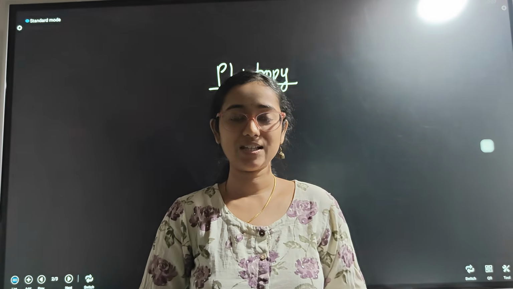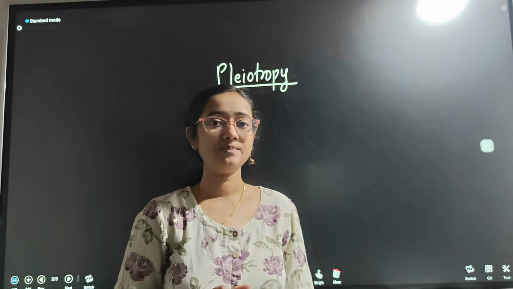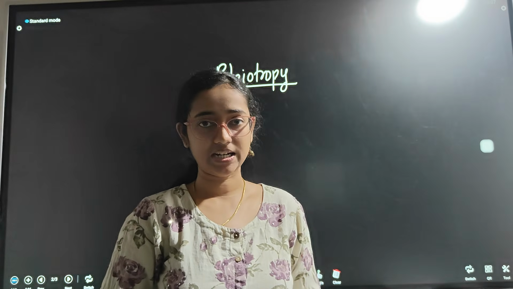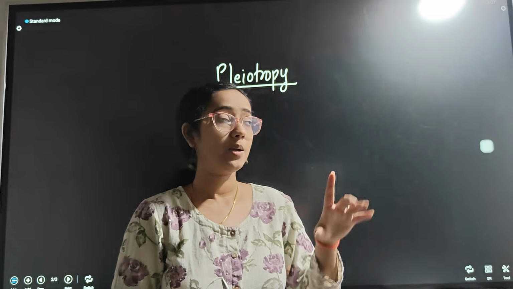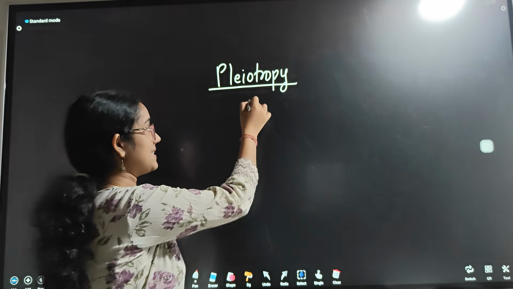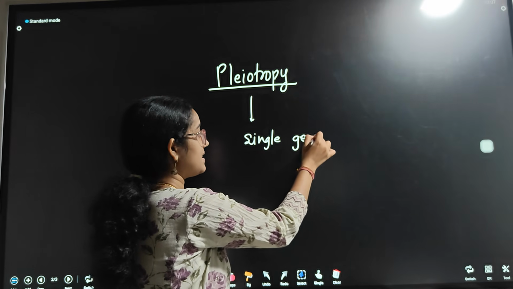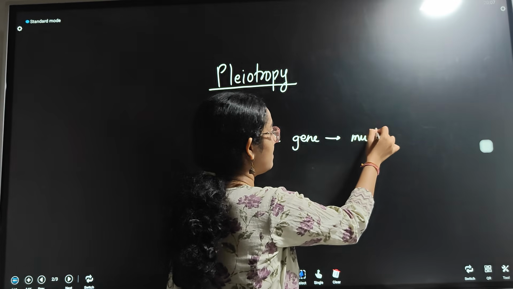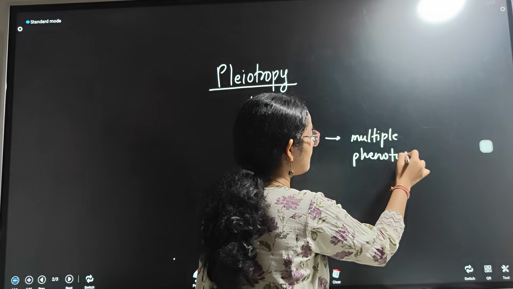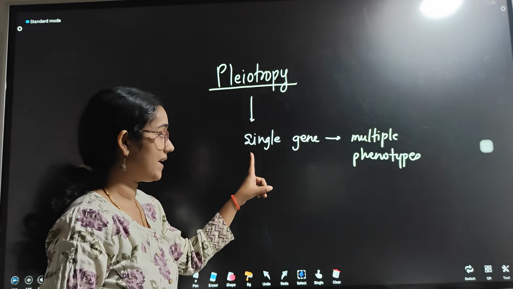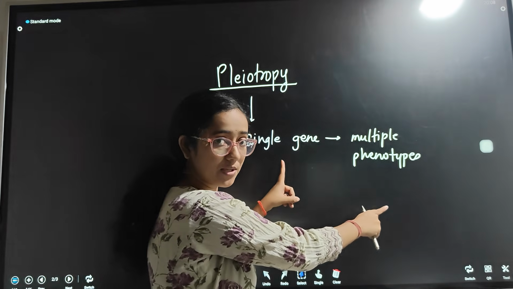Hello, let's understand the concept of pleiotropy. So what is pleiotropy? First of all, it comes under neo-Mendelism. That means it's a deviation from Mendelian genetics. What Mendel said was that one gene is responsible for one phenotypic expression. But in pleiotropy, we can clearly see that a single gene is exhibiting multiple phenotypic expressions. Multiple phenotypes.